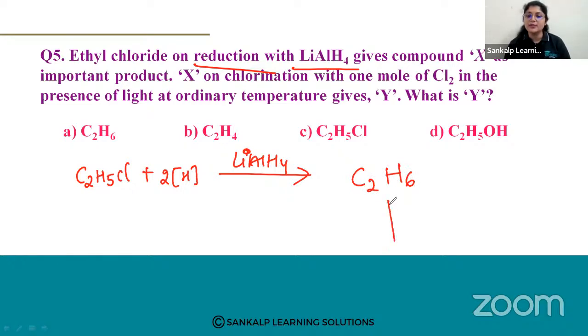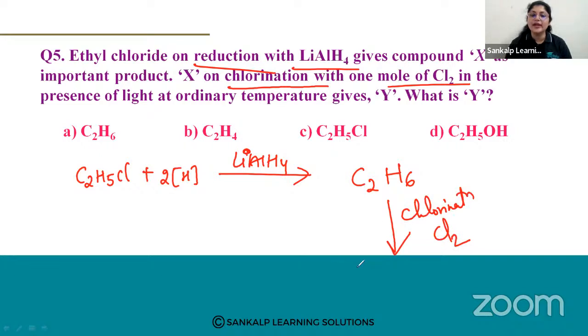Now this C2H6 compound, further what we are doing? We are doing chlorination with 1 mole of Cl2. So I'll do chlorination with Cl2. What I'll obtain? I'll get C2H5Cl, in the presence of light, that is chlorination in the presence of light, to give you the compound Y. So this is Y compound, this is X compound. So what is our Y? Our Y is ethyl chloride itself.